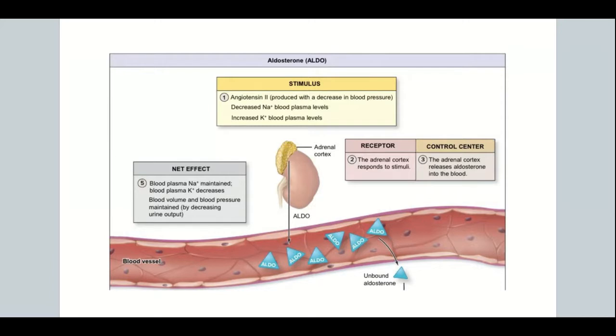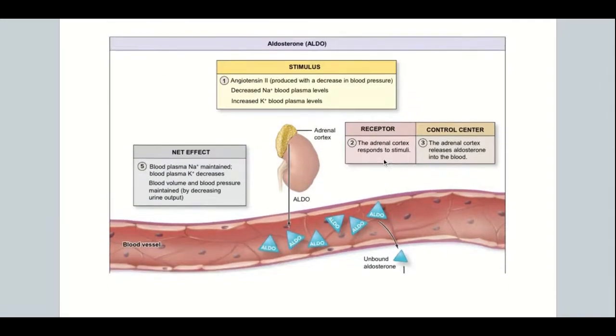As aldosterone increases sodium reabsorption, it also increases water reabsorption, because sodium pulls water with it. Whichever way sodium moves, water will follow. It's very much a follower of the sodium. So that's our aldosterone.